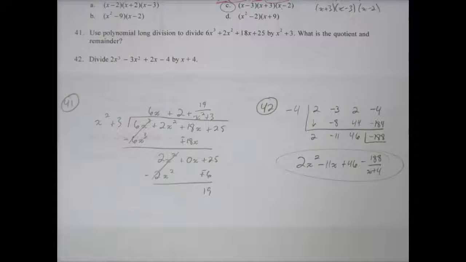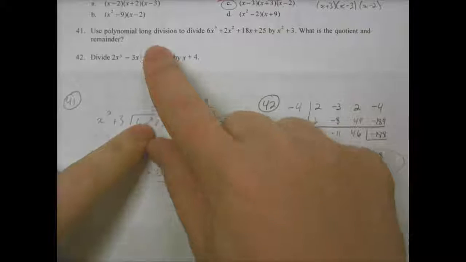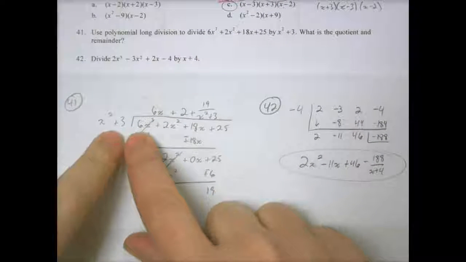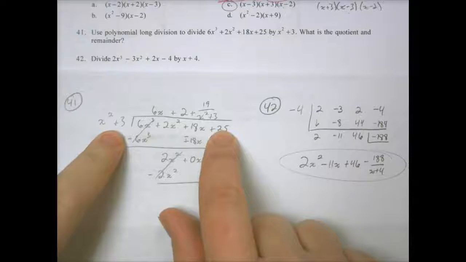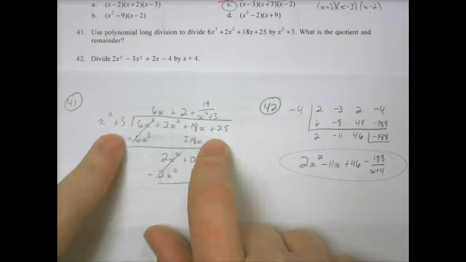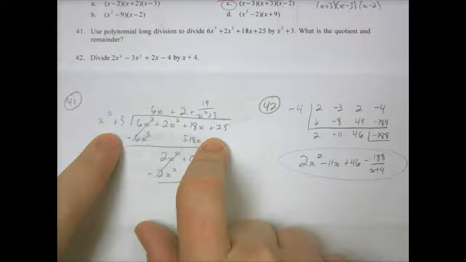All right, in this one I'm going to be going from 41 and on, however far I make it. So 41, we have to use long division to divide this by this. Notice in my division I have what I'm dividing on the inside, and what I'm dividing by on the outside, this x squared plus 3 right there.